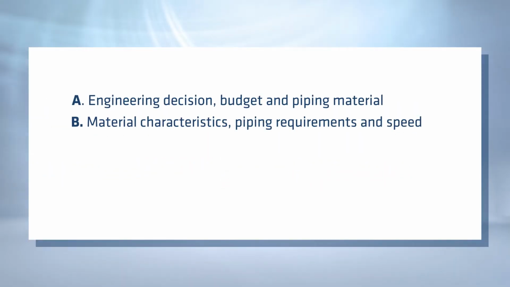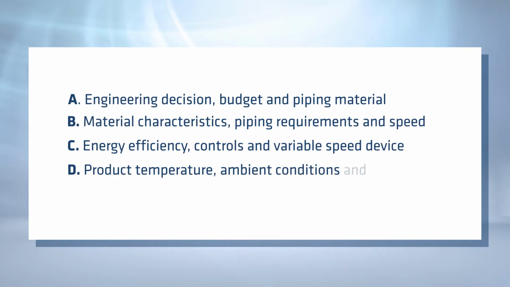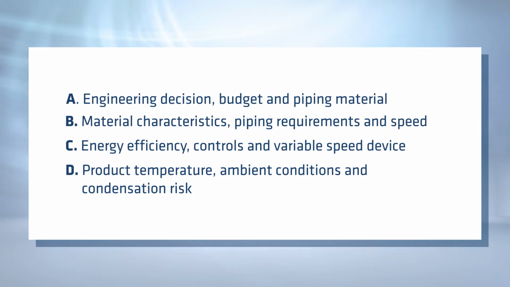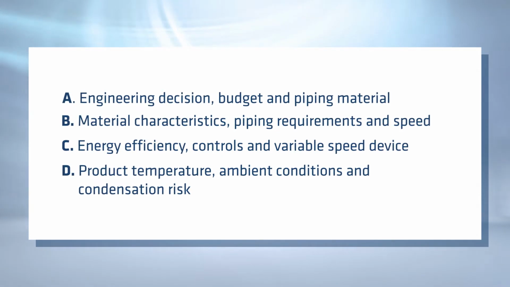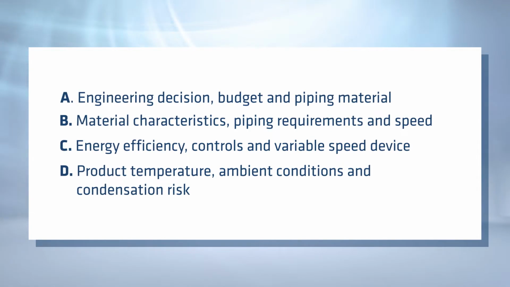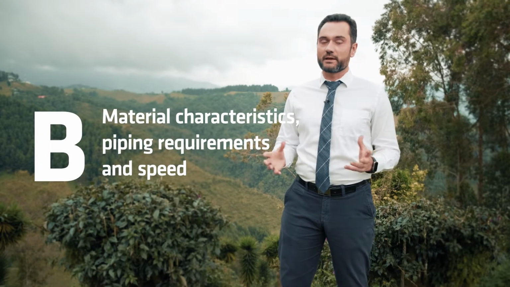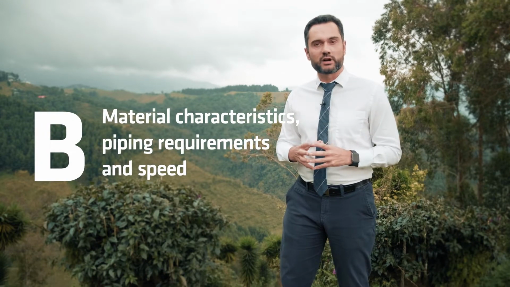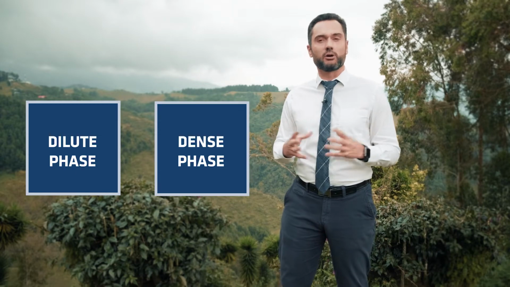Basically, the main difference will depend on two main factors. Can you guess which answer is correct? If you selected option B, you were correct. Material characteristics, piping requirements, and speed are the most critical variables to decide whether a lean or dense phase method will be the best option. Let's see this concept through the main characteristics of both possible conveying methods.